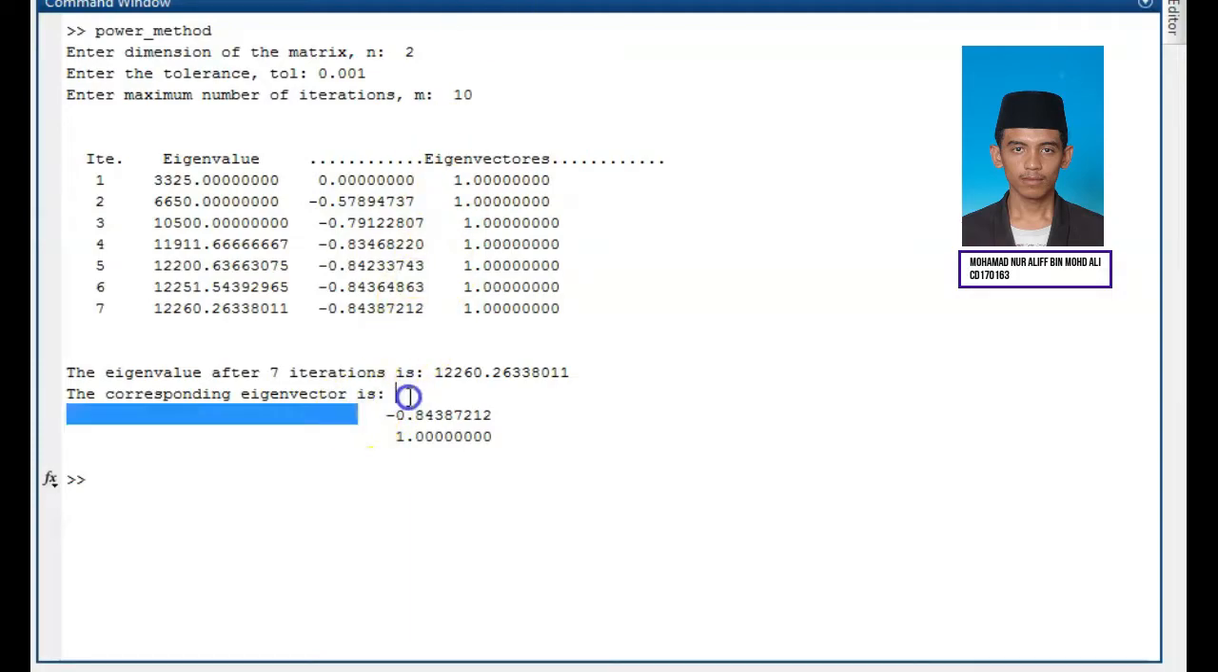This value is the same as the manual calculation, which is the matrix iteration method that we learned in chapter 5 of vibration.